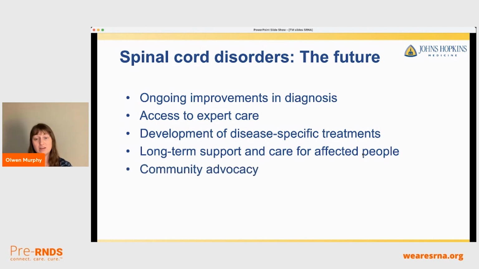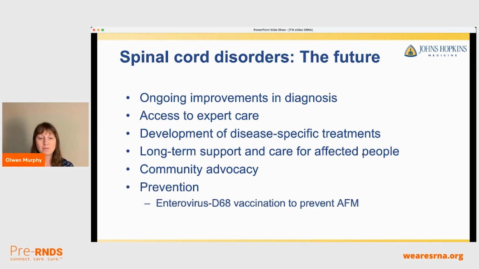Community advocacy is really important for moving this field forward, and of course many of our attendees will have been at the forefront of this. And then the holy grail of modern medicine really is prevention of problems. One example of this would be, now that we have associated with acute flaccid myelitis a key link to certain viruses, maybe we could have vaccination of those viruses in future. And this would just be one example of how we could prevent an important spinal cord disorder.